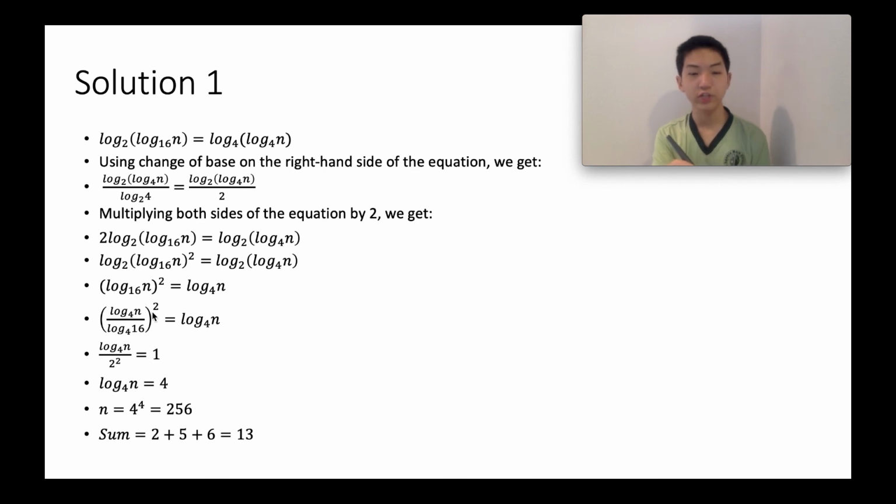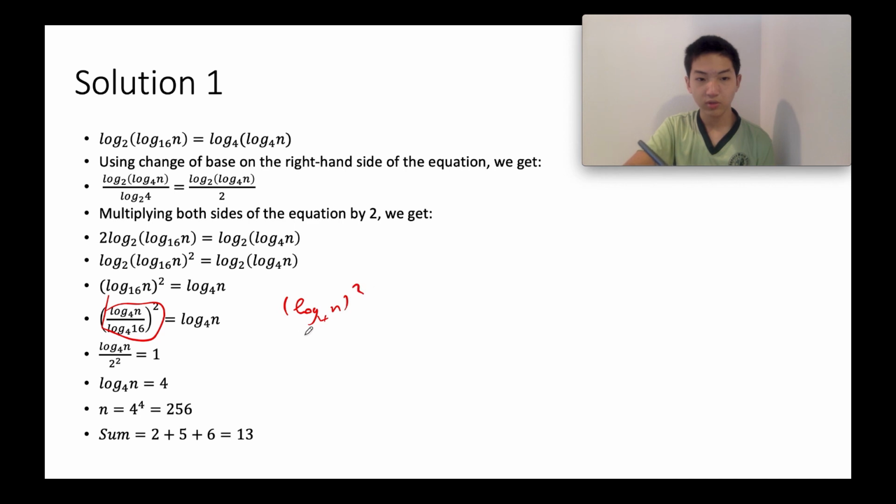Now we can use change of base again on the inside of this. So then we get log base 4 of n is equal to log base 4 of 16 over log base 4 of n. We choose a base of 4 because that's what we have on this side over here. We know log base 4 of 16 is 2. So then remember that we distribute the exponents. It could also be written as log base 4 of n squared equals log base 4 of 16 squared, because you can distribute the exponent. So that's how we get here.